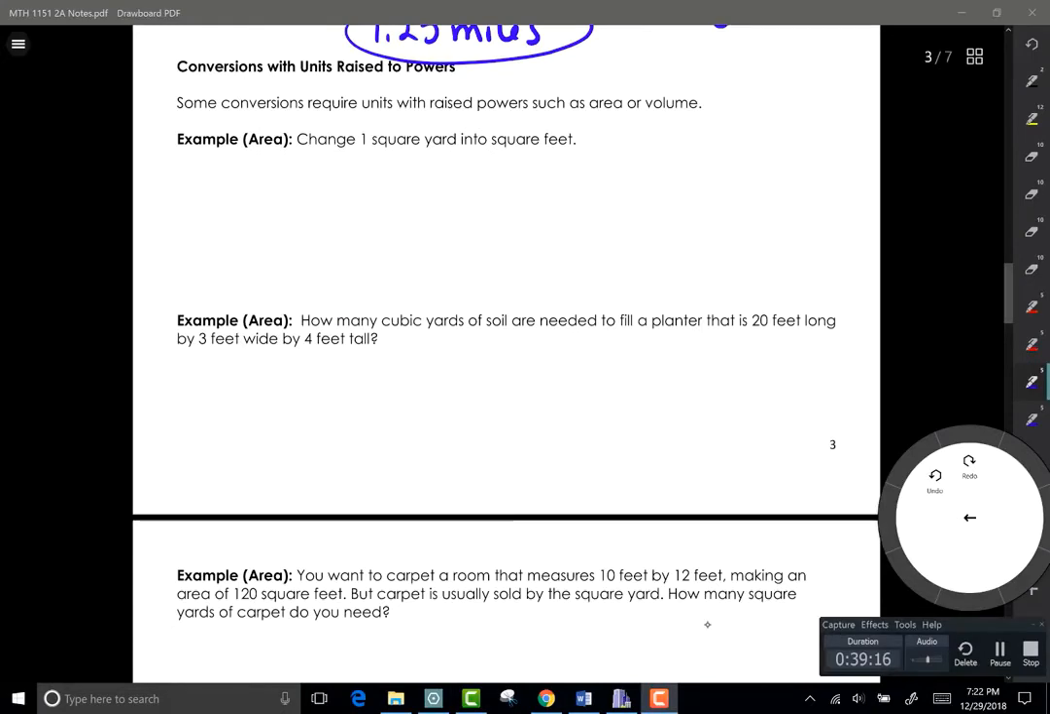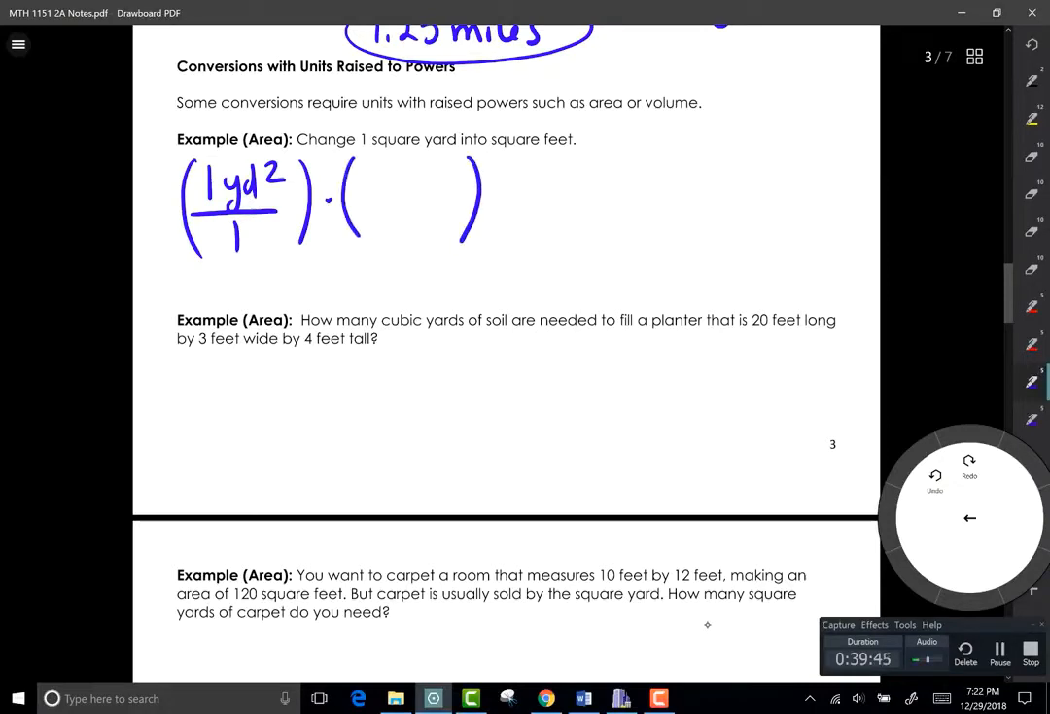Okay, in the next set of examples, we're going to talk about how we deal with conversions when we have units that are raised to a power, like if I have feet squared or yards cubed or something like that. So for the first example, it says change 1 square yard into square feet. So I want to take 1 yard squared over 1, and I want to change that to feet squared.